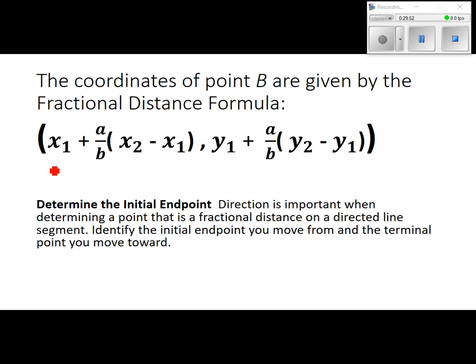Again, you gotta know that your x1 comes from where? That's your starting point. Your x2 comes from where? Your ending point. x1 again from the start. y1 from the start. y2 from the end. y1 from the start.